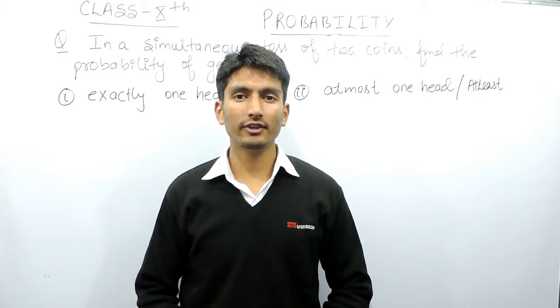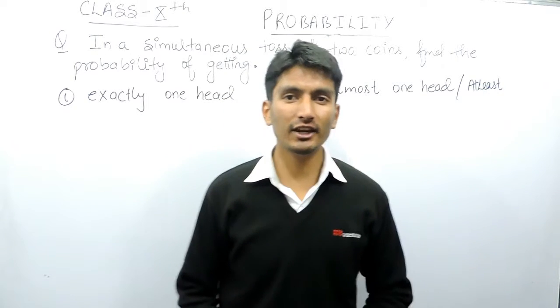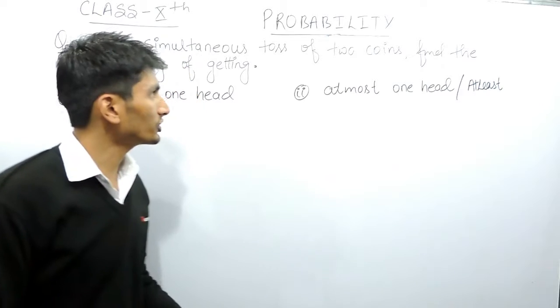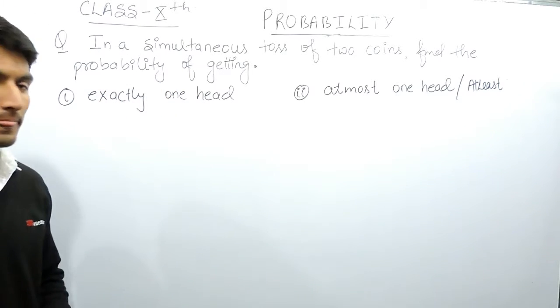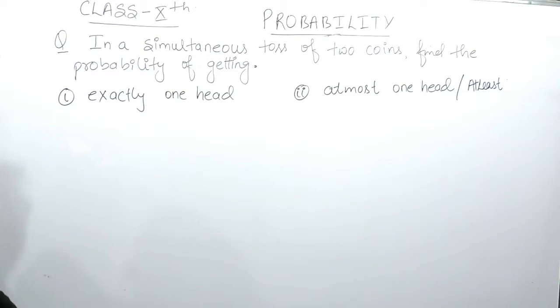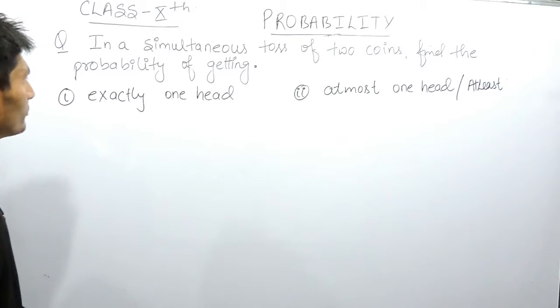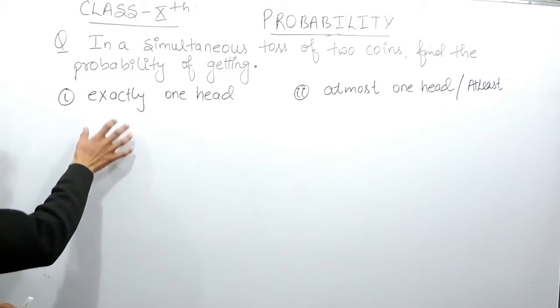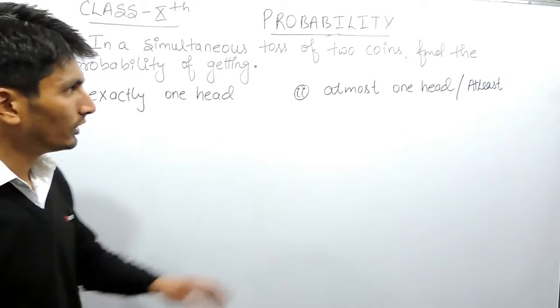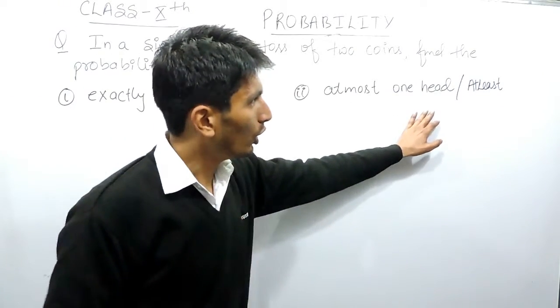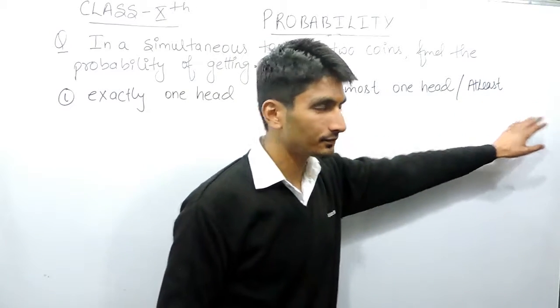Hello everyone, we are from True Maths and in this video we are going to solve a question based on coins. Here is the question. It is given that in a simultaneous toss of two coins you have to find the probability of getting exactly one head, at most one head or at least one head.